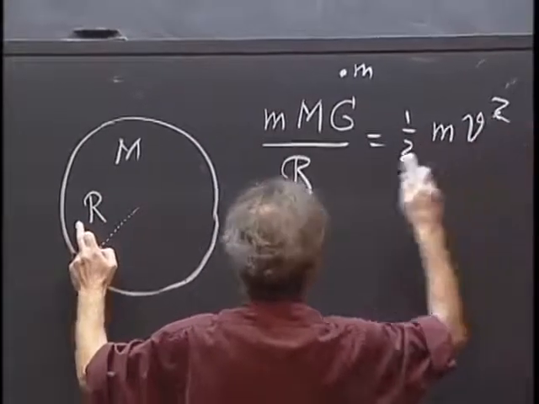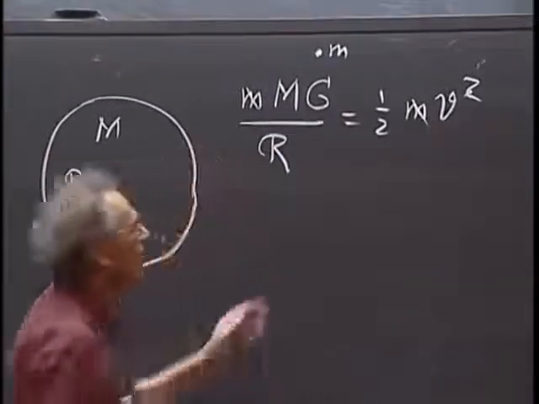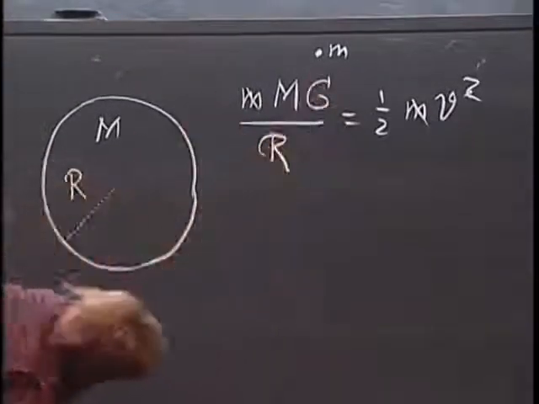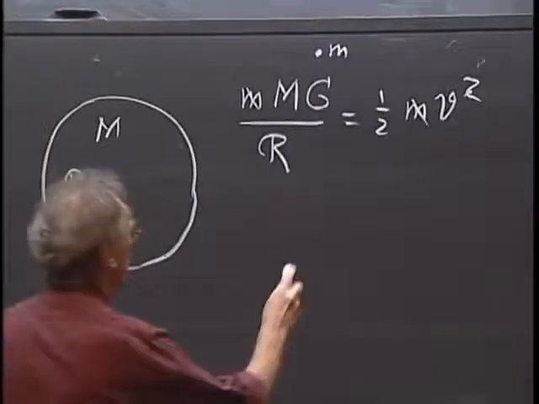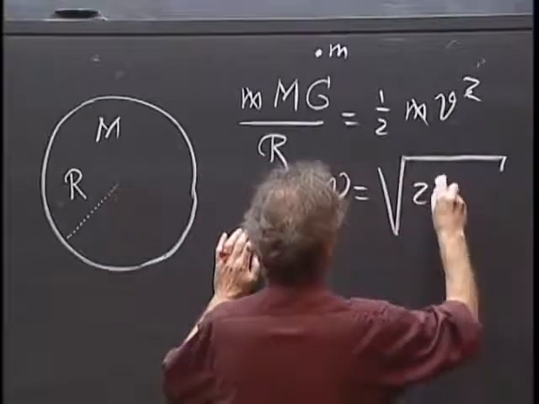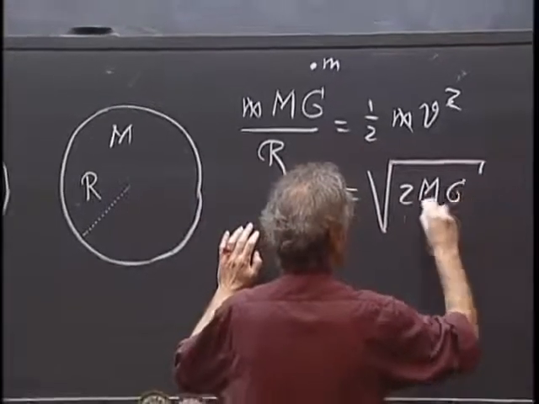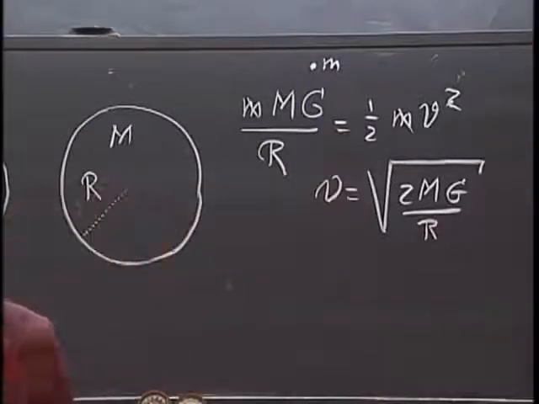This is the speed with which it hits the neutron star. And so the little m cancels. It doesn't make any difference whether this is a large mass or a small mass. It will always reach the neutron star with the same speed. And you will see that that speed is then the square root of 2MG divided by R. You've seen this in 801.